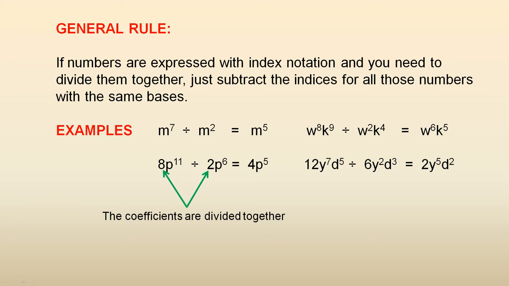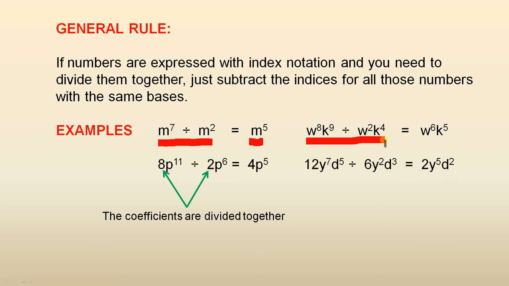General rule. If numbers are expressed with index notation and you need to divide them, just subtract the indices for all those numbers with the same bases. So it's very similar to multiplication, except there is one slight difference. Now let's have a look. Now you keep the base the same. See, the m is the same. But here you have m to the 7th divided by m squared. So 7 minus 2 gives you 5.